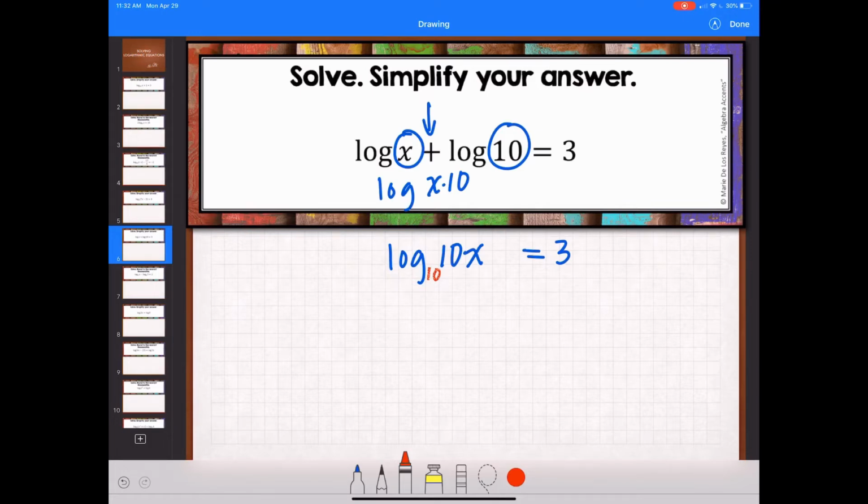And now let's rewrite it into exponential form. So 10 to the 3rd power equals 10x. 10 to the 3rd power is 1,000 equals 10x. Solve for x by dividing by 10. And x equals 100.